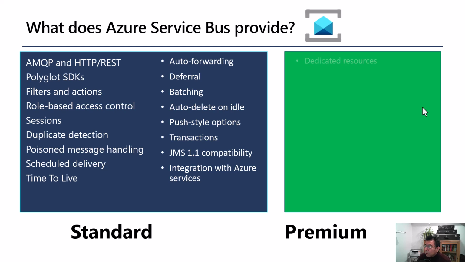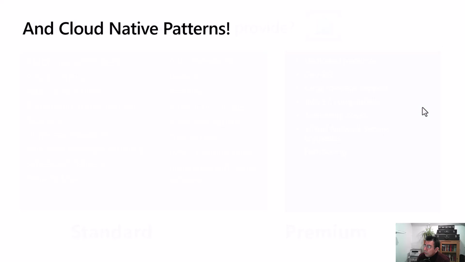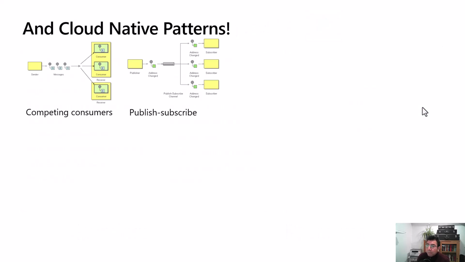Now, if you were to decide to go to premium, so that you have dedicated resources, GeoDR, large message support, JMS 2.0 compatibility, availability zones, virtual network service endpoints for VNet integration, partitioning, and also you have all of the cloud native patterns available for you to use, right?